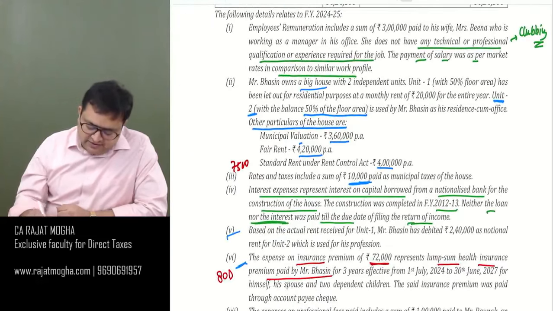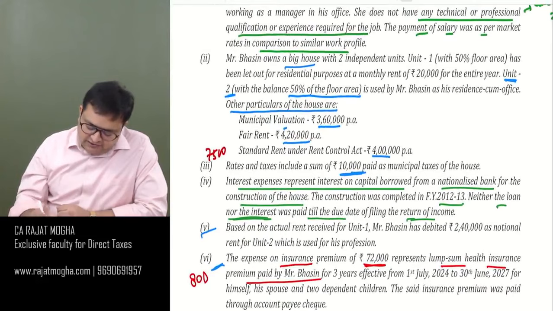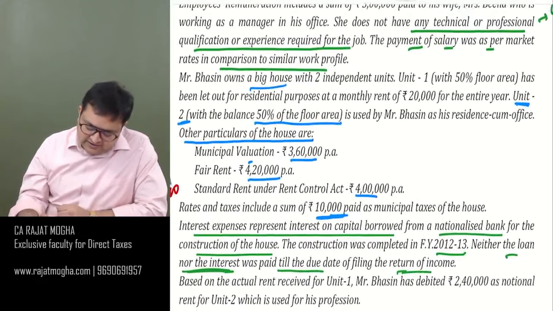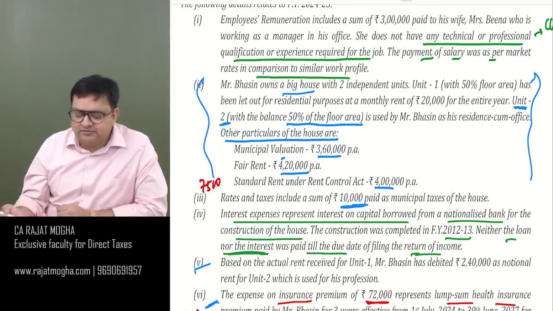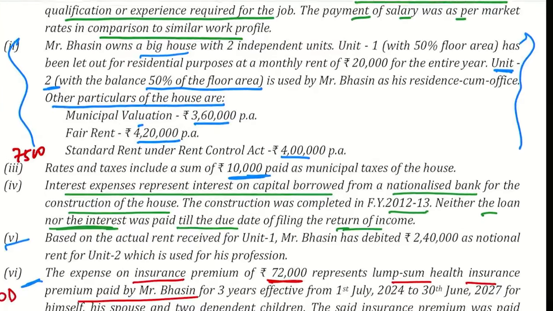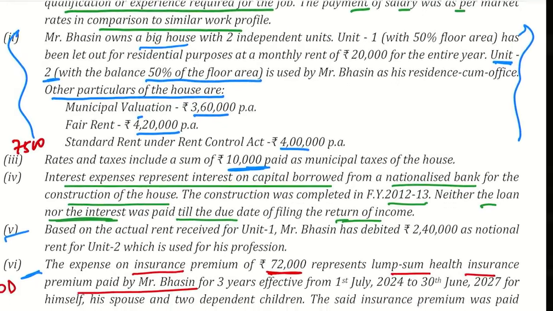Mr. Basin owns a big house. So it was all the information related to house property. I think nothing is disturbing in my P&L account. Second point was purely for house property, so it is not disturbing me.